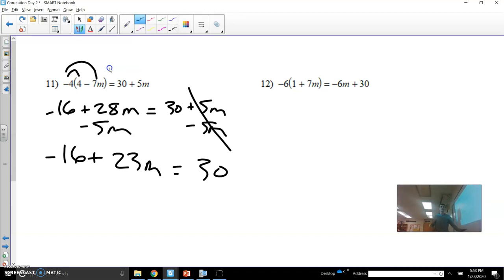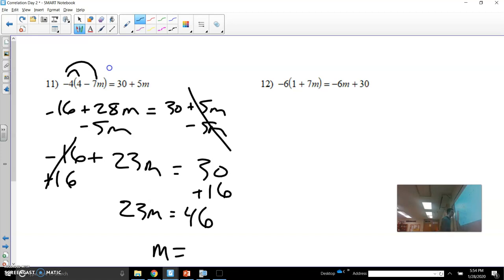So I want to keep going. I want to put the 16 and the 30 together. Those are like terms, but because it's negative 16, that really makes it more like subtraction. So the opposite would be to add that value to the other side. 23m equals 46. Well, now I'm really close to my goal of having m equals a number.